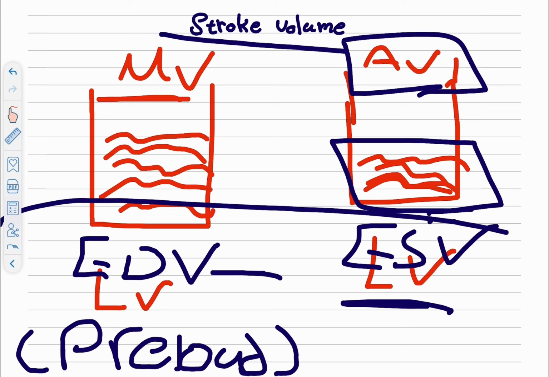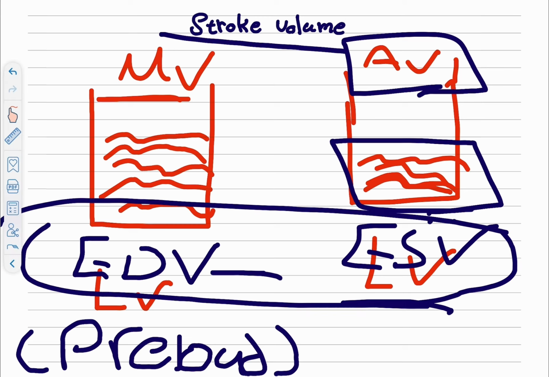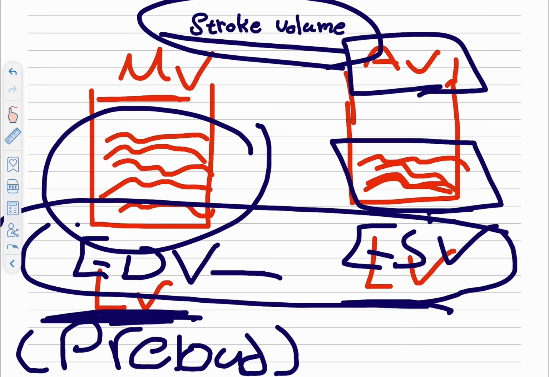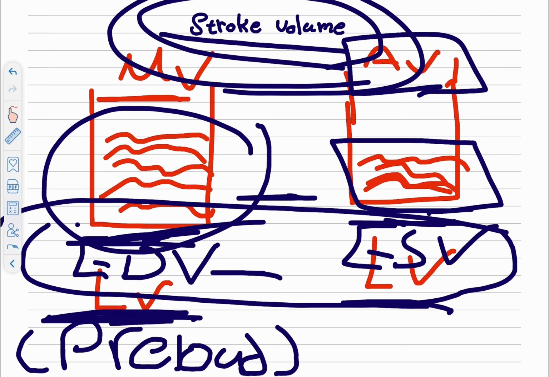If we subtract these two from each other, we will be able to get the stroke volume. We will be able to know how much of this blood that was left in the left ventricle after the filling phase was taken to the body. We want to know how much of it was taken. So by subtracting these two amounts, we will be able to know the stroke volume.